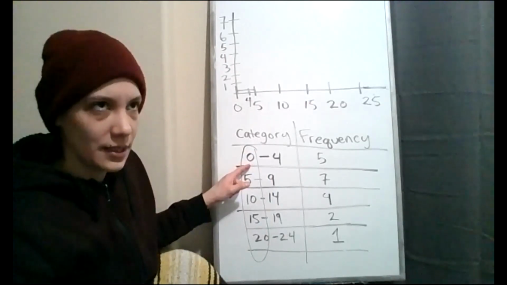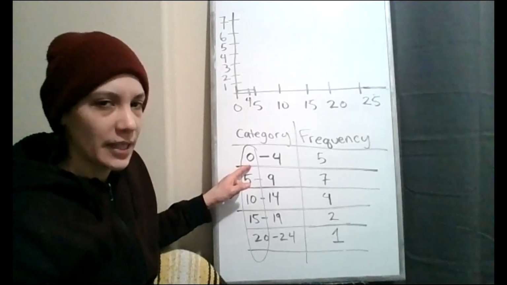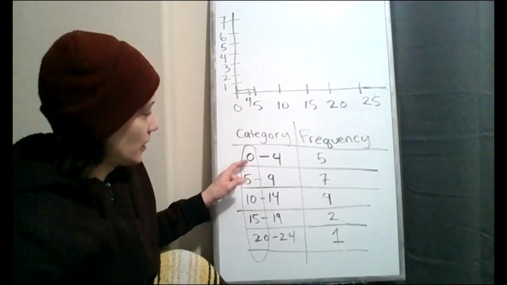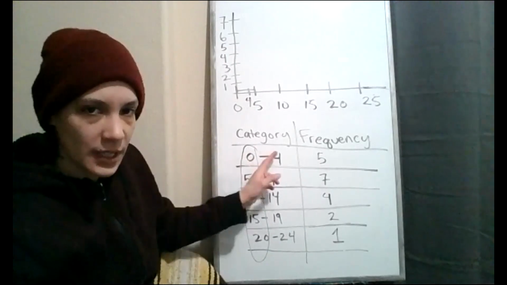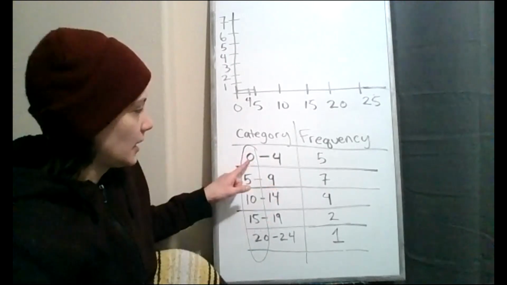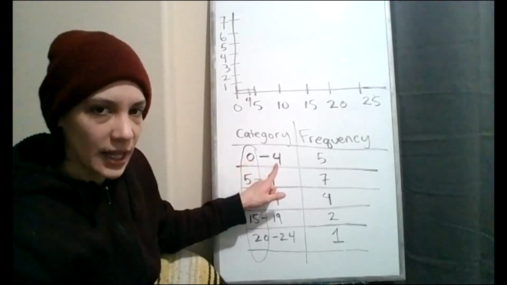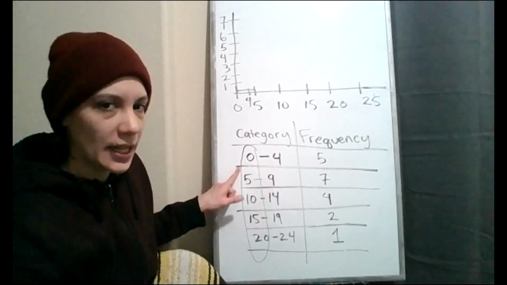And I'll put all this vocabulary up in a second. So these are classes, each 0 to 4 is a class, 5 to 9 is the next class. And then this is the lower class limit, that's an upper class limit. And we labeled the lower class limits on the graph.